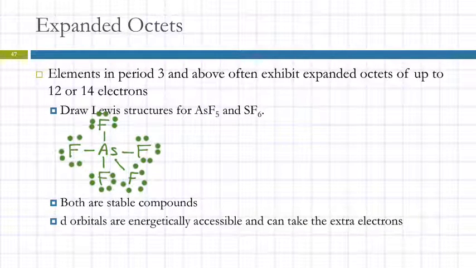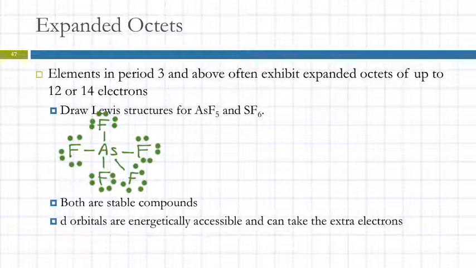Yay. It's satisfying, isn't it? Oh, they've all got their octets. It's all nice and symmetrical. So each of these fluorines has an octet. The arsenic has 10 electrons. You say, oh, violation of the octet rule. But what group is arsenic in? It's in group 4. I'm sorry, period 4.